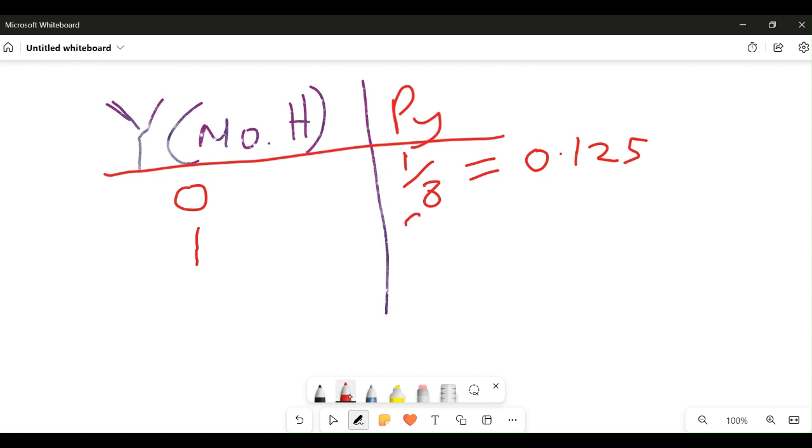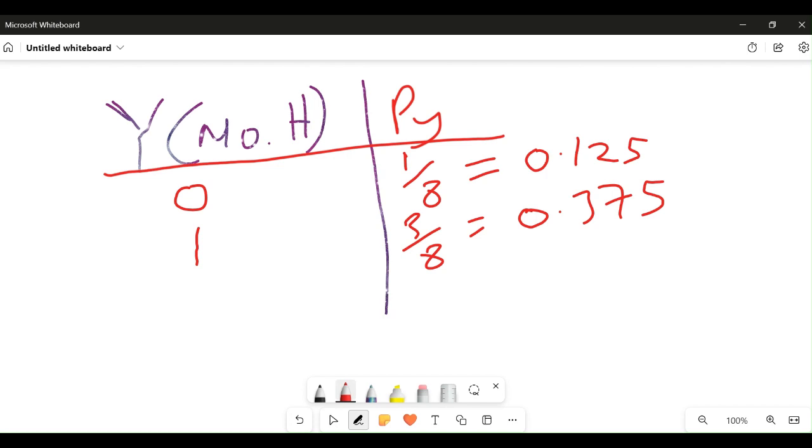So what about the situation where we have one head? That would be 3 over 8. And 3 over 8 in decimal, what does that give us? That will be 3 divided by 8, which is 0.375. This implies that the probability of having one head is 0.375, which you can also approximate to 37.5 percent.